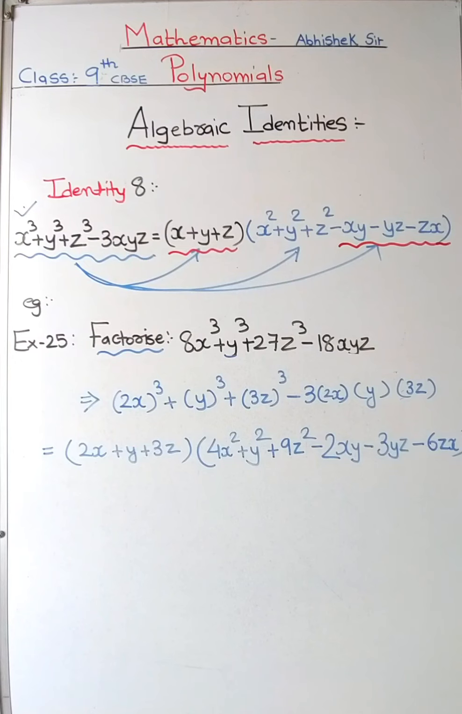So I hope we are clear with all the identities. We have seen some positive examples, some examples containing negative terms based on all the identities.